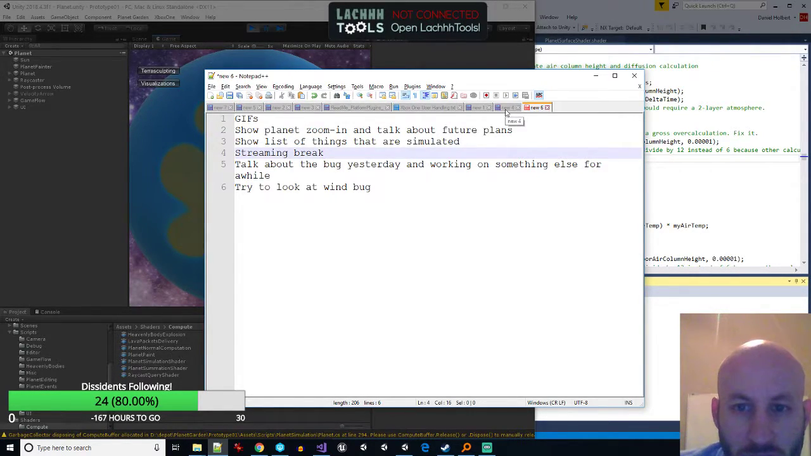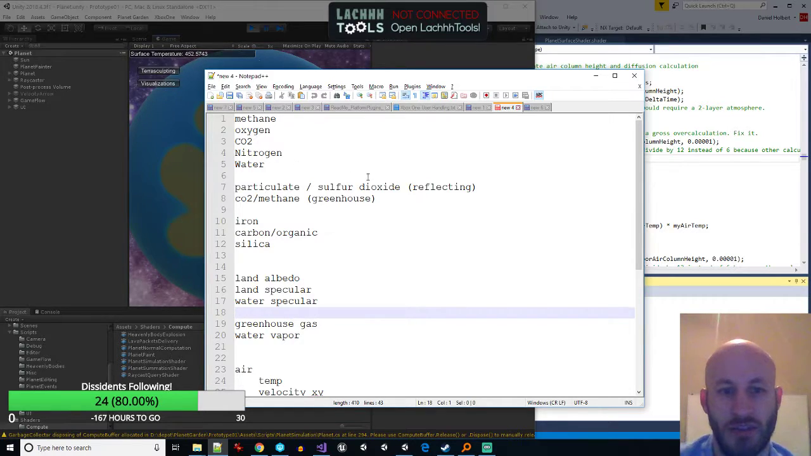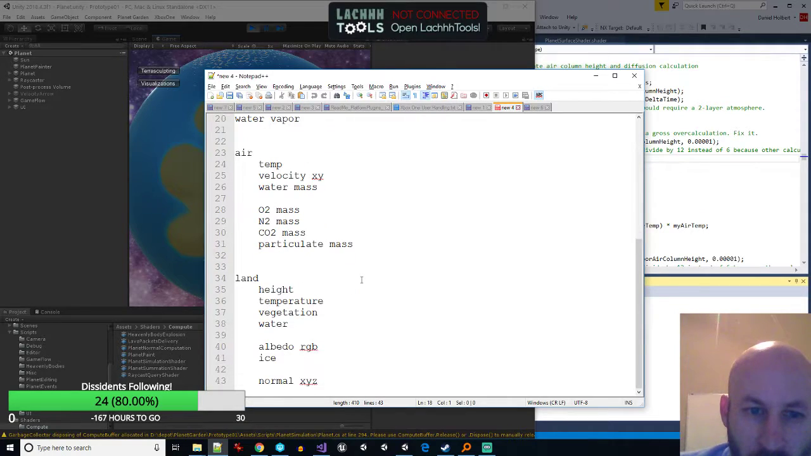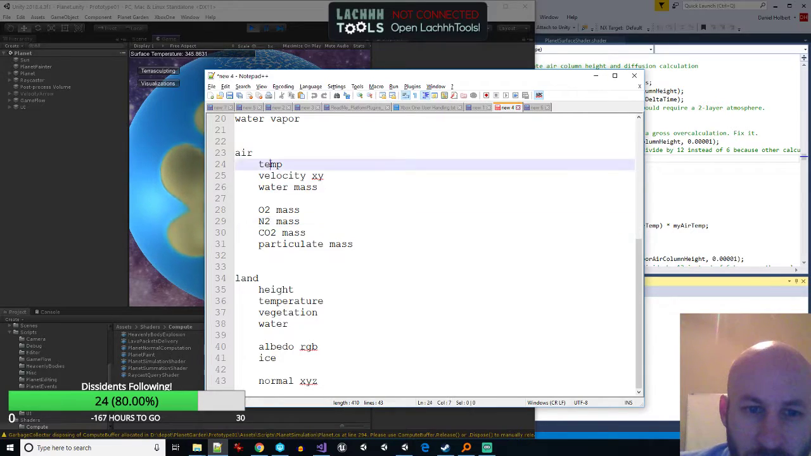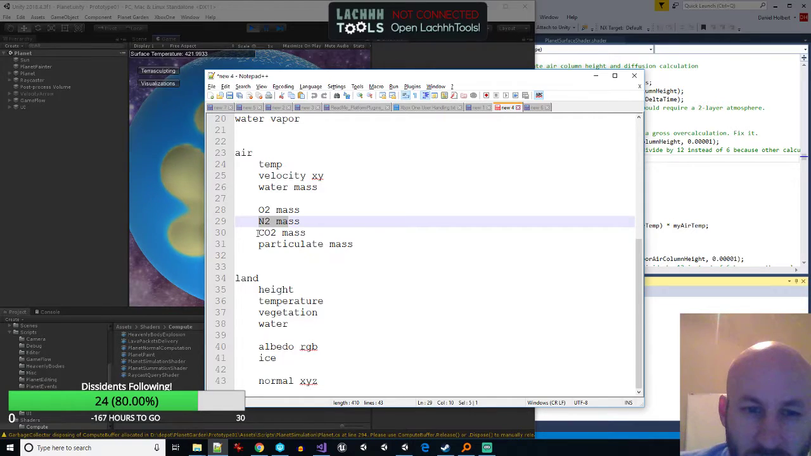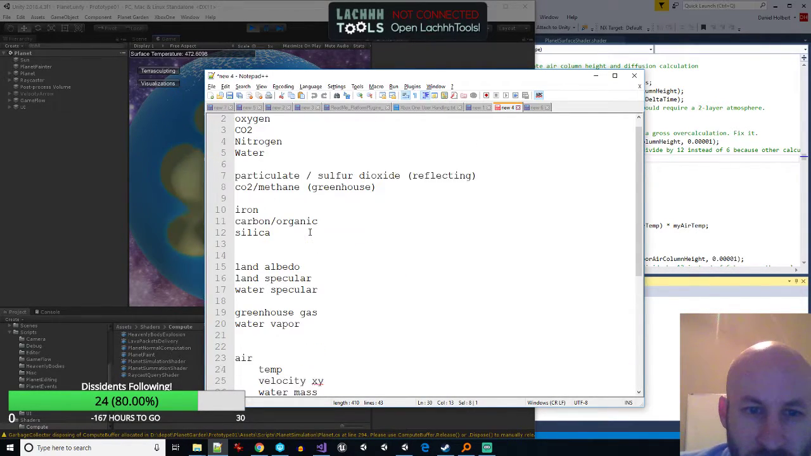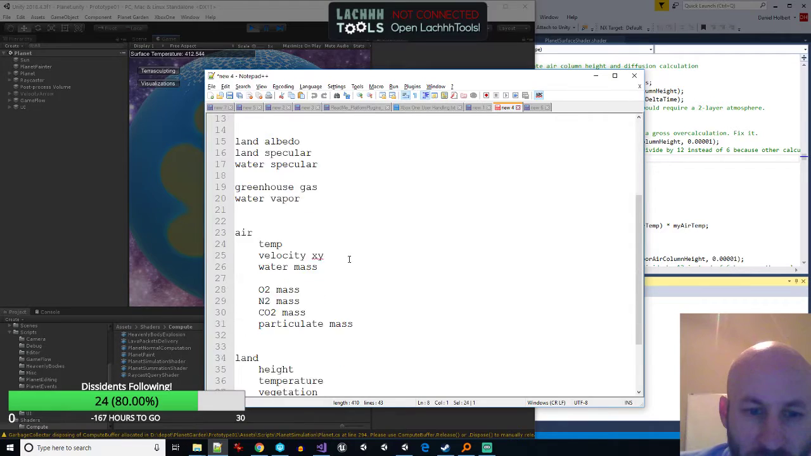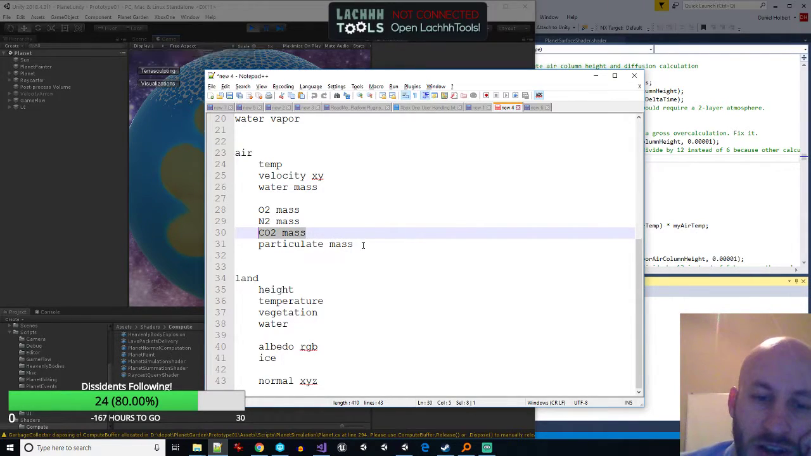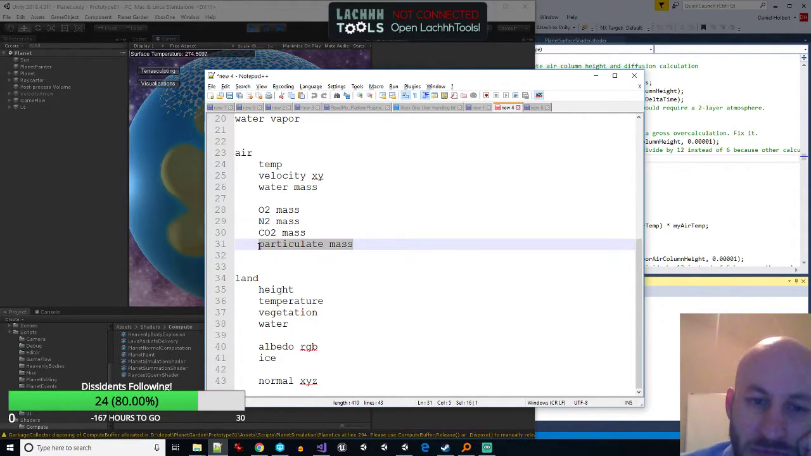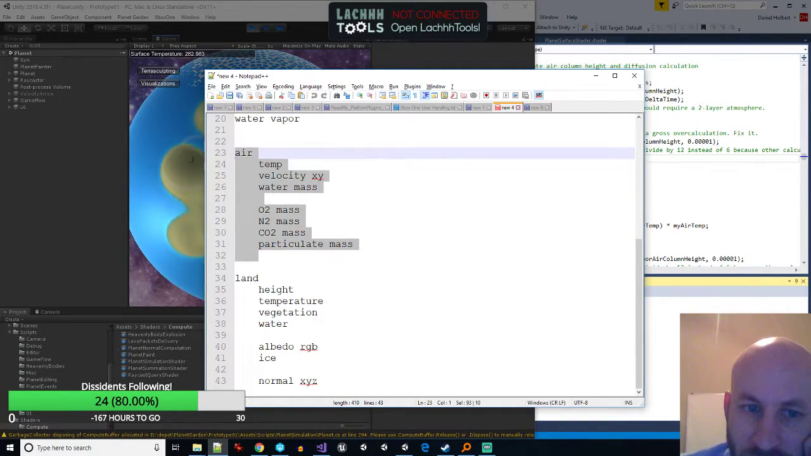I wanted to show you, this was a list I drew up early on of different things I wanted to have values for. For the air, you have temperature, speed, how much water, oxygen, nitrogen. And I'm calling it CO2, like you see up here, I was saying CO2/methane. I'm thinking of it as basically a greenhouse gas, but it can also affect plant life. Particulate mass is for stuff like smoke. So it's quite a lot.